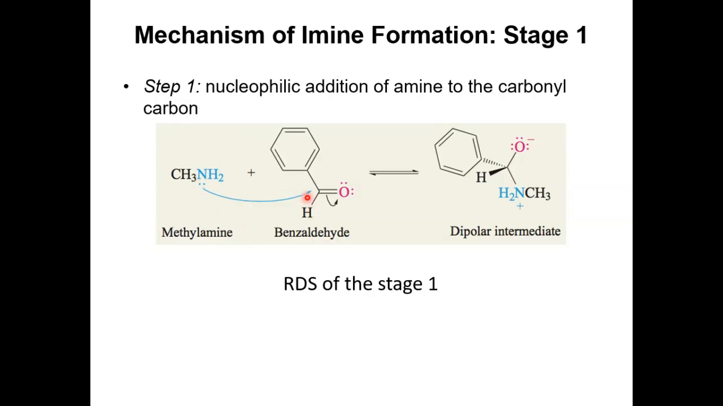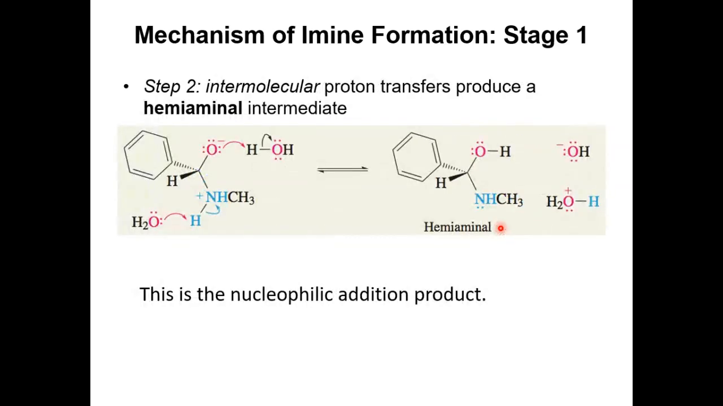So the basic nitrogen attacks the electrophilic carbonyl carbon, then the C=O bond opens, and you have a dipolar intermediate that is both cation and anion, and that's the rate limiting step. Then this dipolar substance can undergo proton transfer. The proton transfer could be intramolecular or intermolecular. Here we're just using the example showing intermolecular.